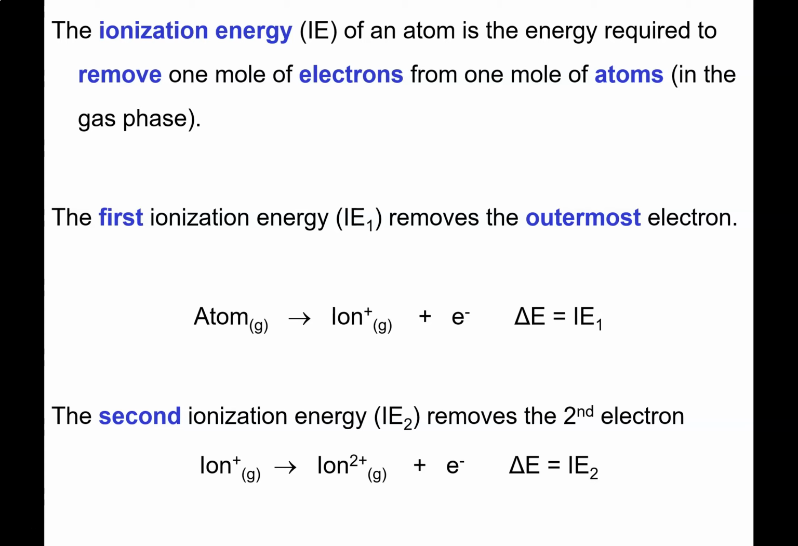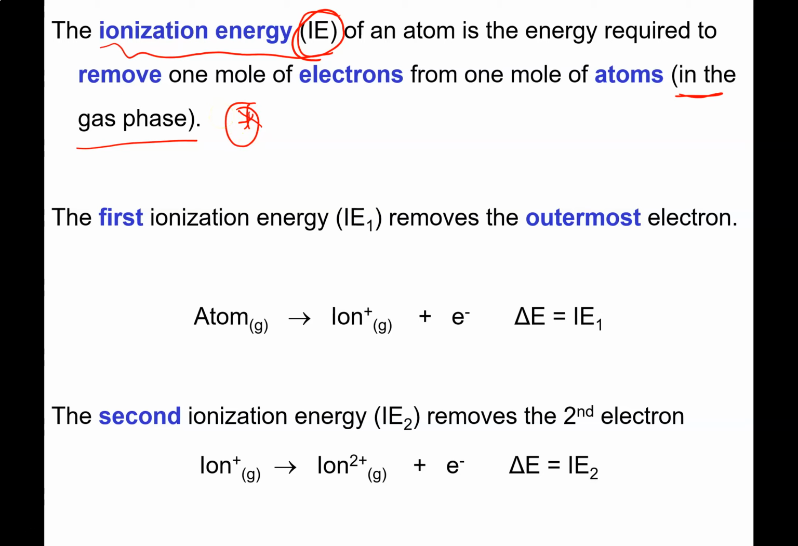So that concludes the section on the first periodic property that we were talking about, which was atomic and ionic radii. And now we start talking about this thing called ionization energy, often abbreviated IE. The ionization energy is the energy required to remove a mole of electrons from a mole of atoms that are in the gas phase. We're going to come back to this later on when we start talking about Born-Haber cycles, so this is an important concept to get a handle on right now.